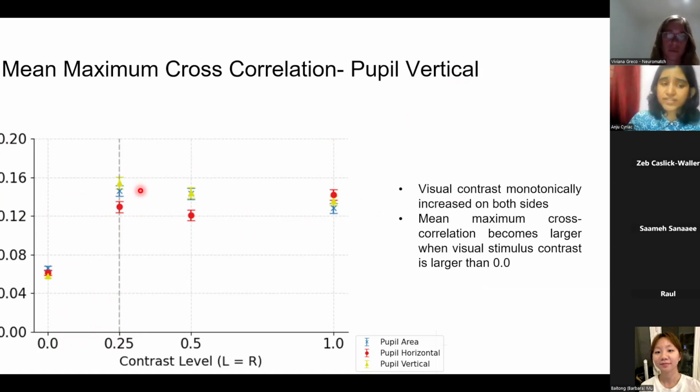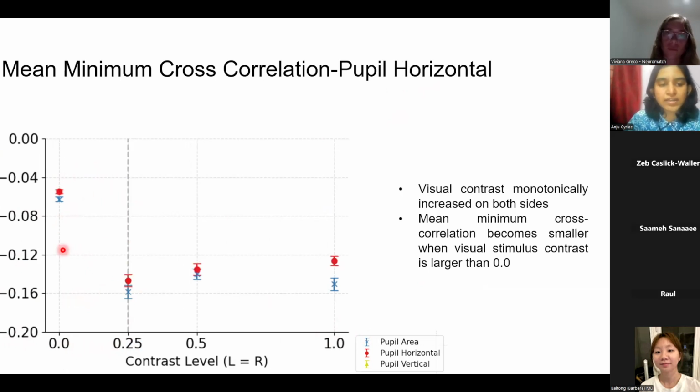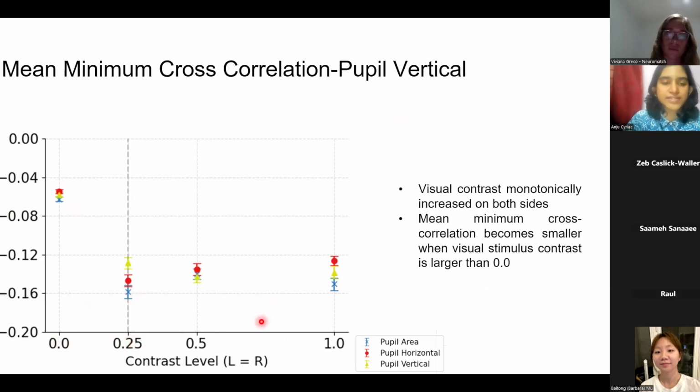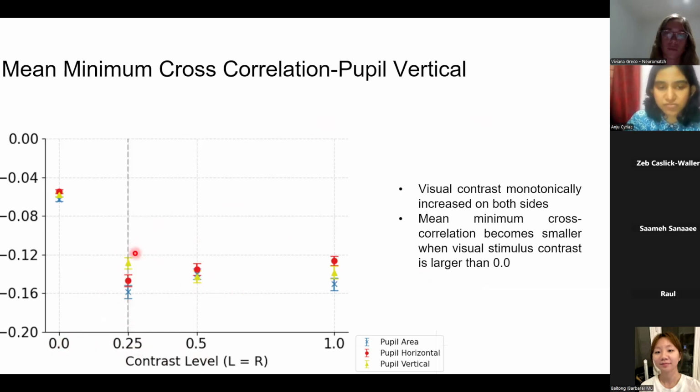So now we did the same thing for minimum cross correlation, and we found the exact opposite trend. That is, for pupil area first, when the contrast level is more than 0, we could see that the minimum cross correlation is dropping down for all the higher values of contrast levels. Same for pupil horizontal, the red one, the minimum cross correlation value is dropping down when the contrast level is beyond 0. And same for pupil vertical, the yellow triangles: when the contrast levels are beyond 0, we could see there's a significant drop in minimum cross correlation for all the three pupil metrics.